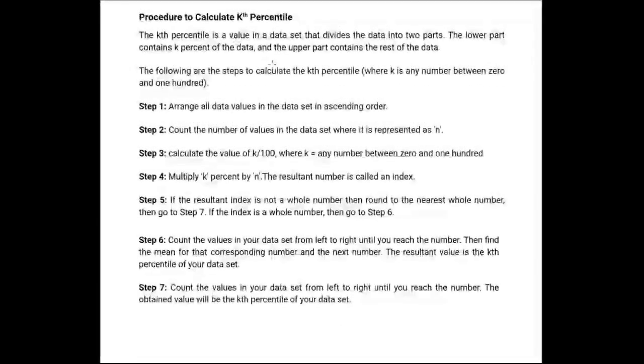What if we want to calculate the kth percentile for a data set? The procedure we have to follow for finding the kth percentile for a data set is as given. The kth percentile is a value in a data set that divides the data into two parts. The lower part contains k% of the data and the upper part contains the rest of the data. The following are the steps to calculate the kth percentile, where k is any number between 0 and 100.